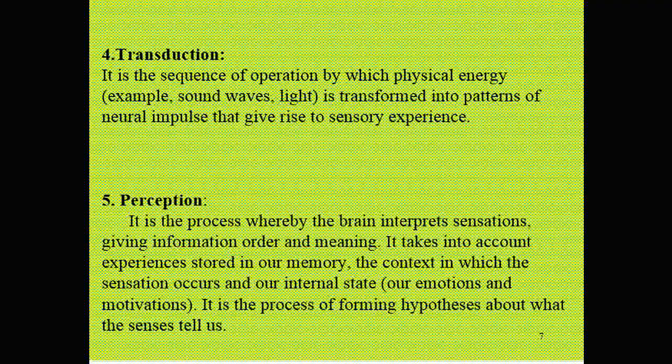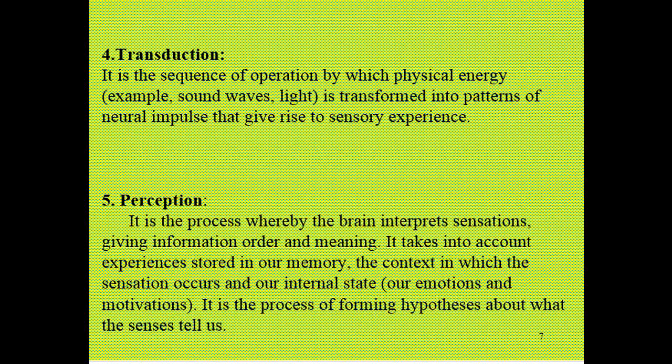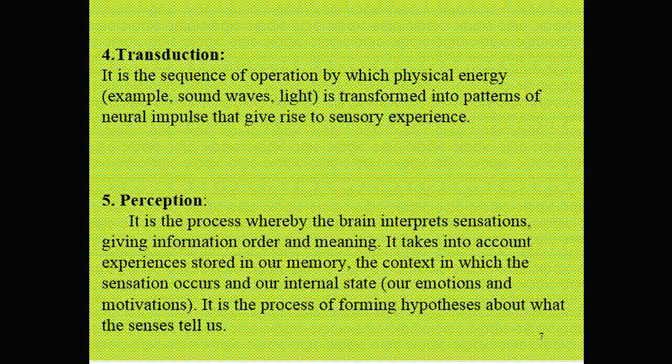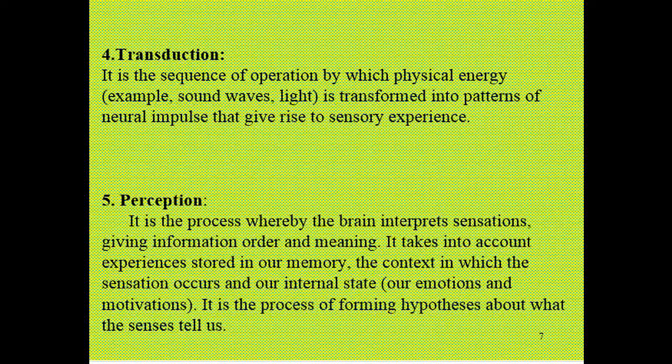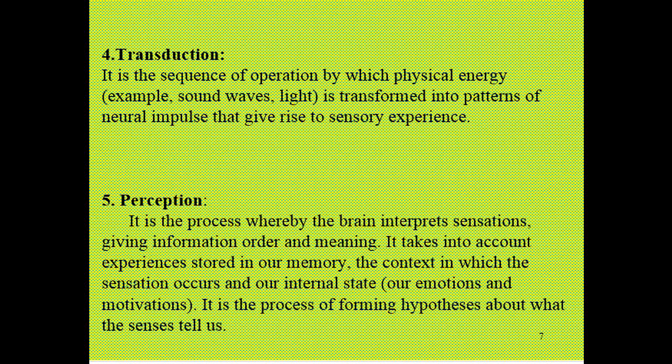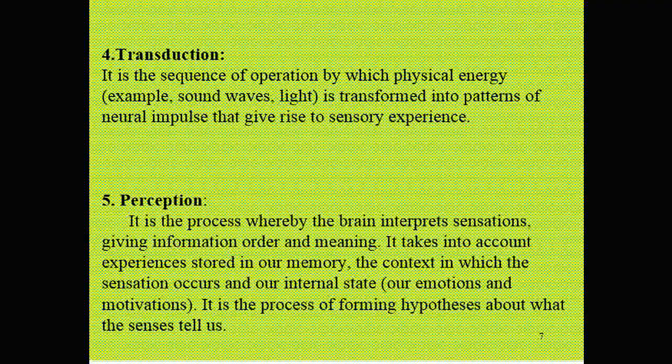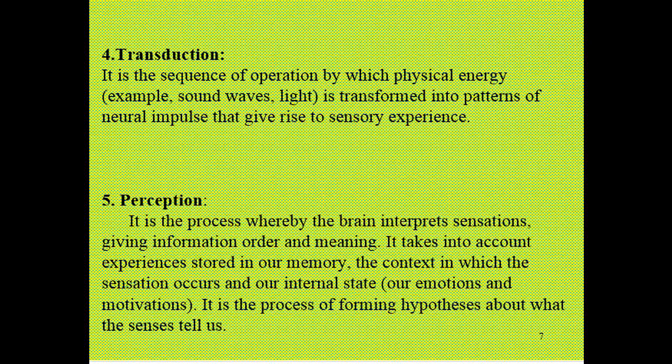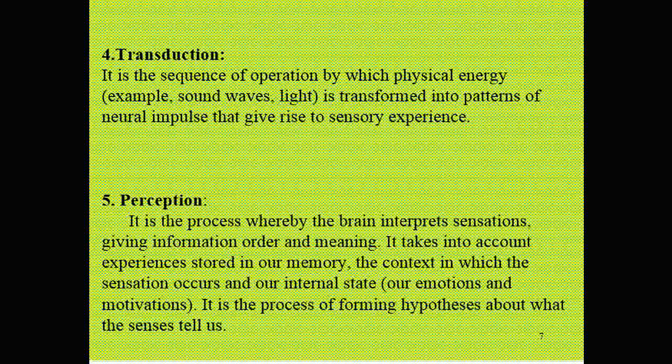Number 5, perception. Yeah, it's the process whereby the brain interprets sensations اللي هي المثيرات الحسية. Our brain will give, زي ما حكينا, these sensations meaning, order, interpretations according to many clues. Giving information, order, and meaning takes into account experiences. The first clue is what is stored in our memory. The second is taking into account the context in which the sensation occurs and our internal states such as emotions and motivations. It's the process of forming hypotheses about what the senses tell us.